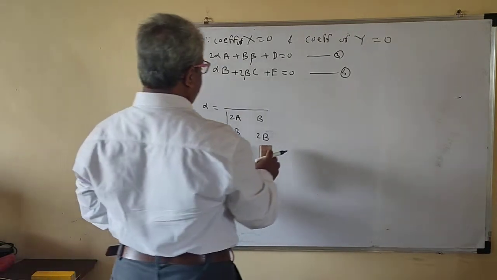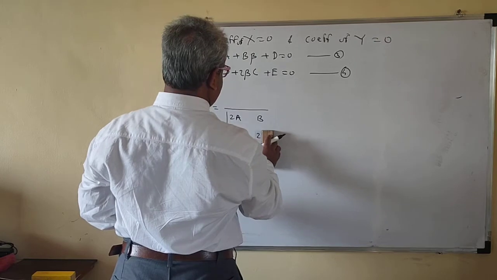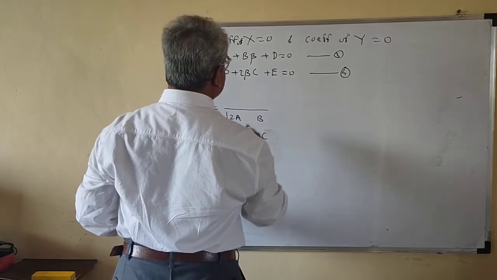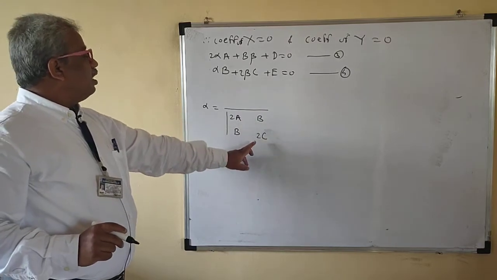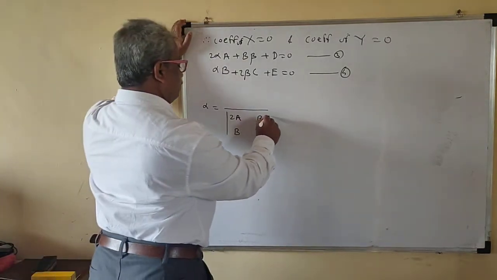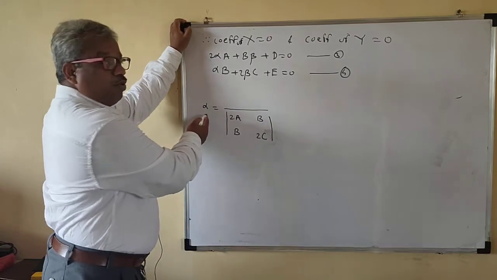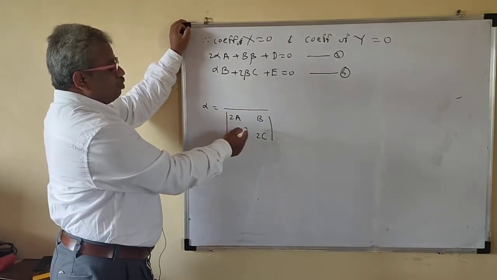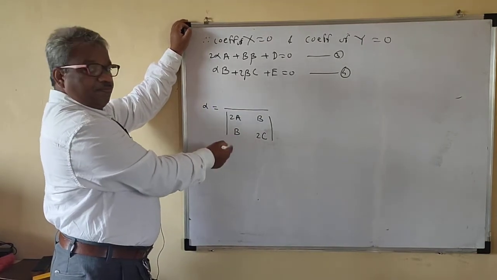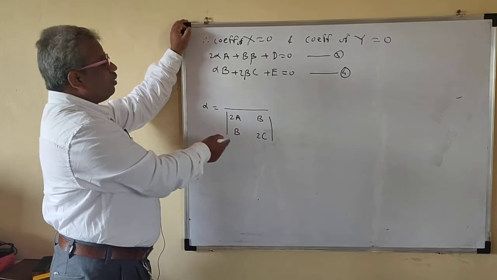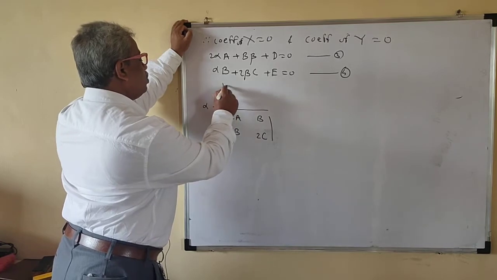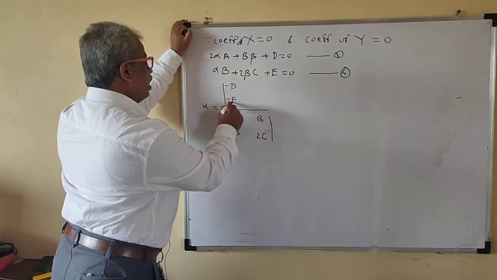Oh, this is wrong now. Here, what? Twice c. But the coefficient of beta, b and twice c. Okay, so this is twice c. Now we want the value of alpha. So from this, delete the column of the coefficient of alpha and instead of that, this is okay. So this is minus d, minus e.